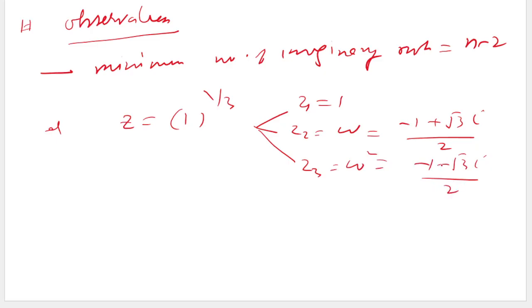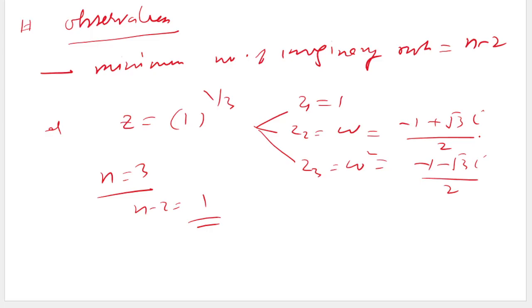So here we have two imaginary roots. The minimum number of imaginary roots is n minus 2, so n is 3, so n minus 2 is 1, so minimum 1 should be there, maximum possible but minimum 1. So we say that we have minimum 1 imaginary root. Got it? That is just an observation.